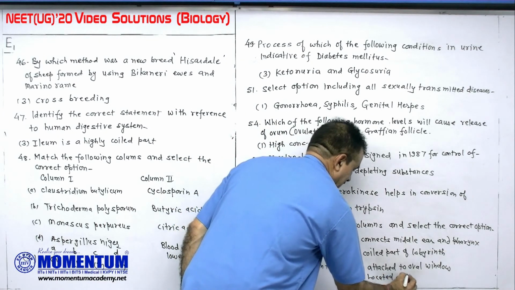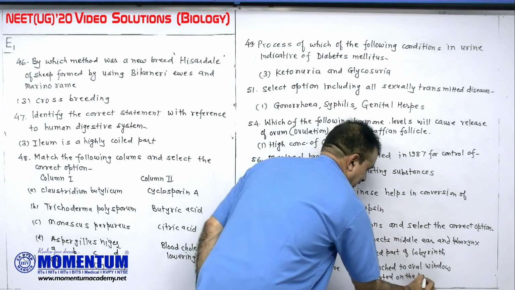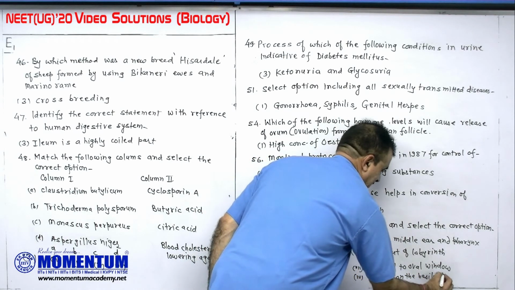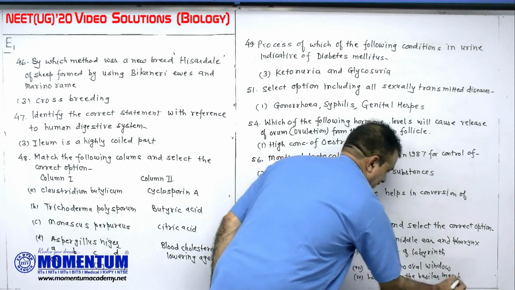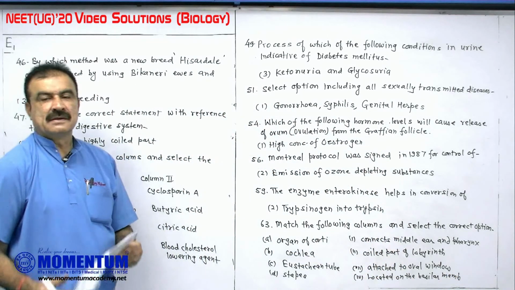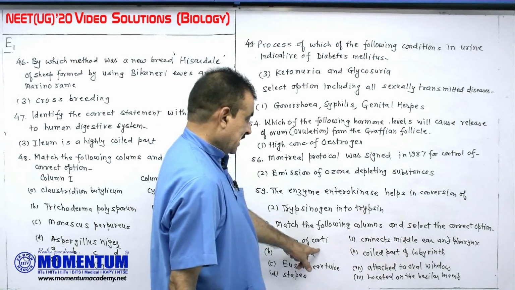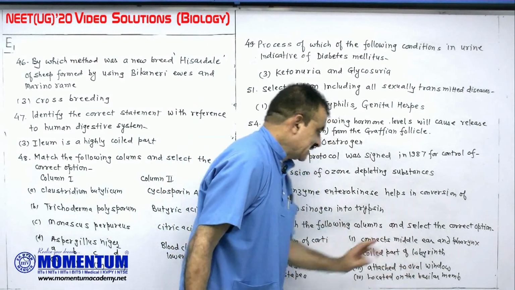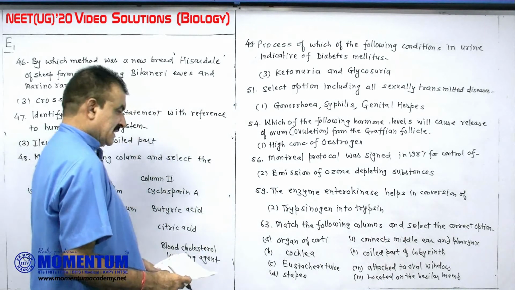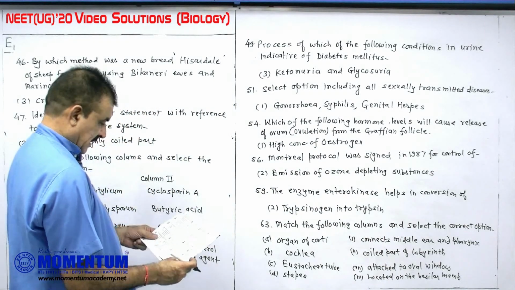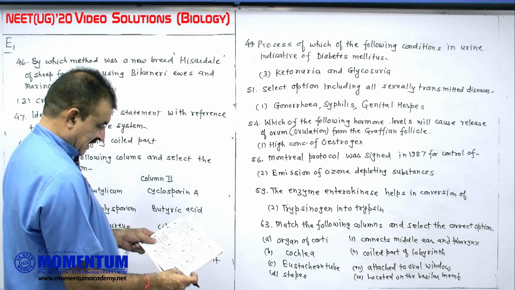Located on the basilar membrane. So if you see organ of Corti located on the basilar membrane, A is matching with 4.